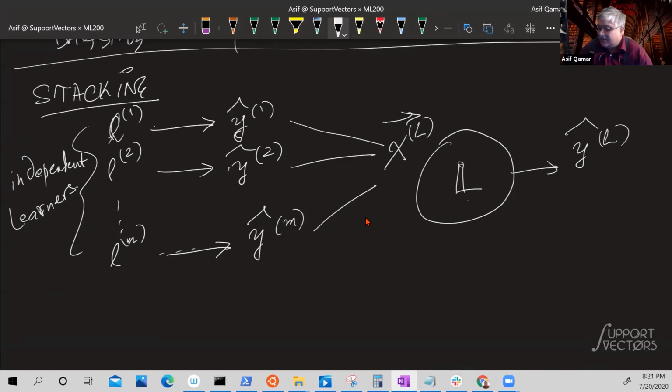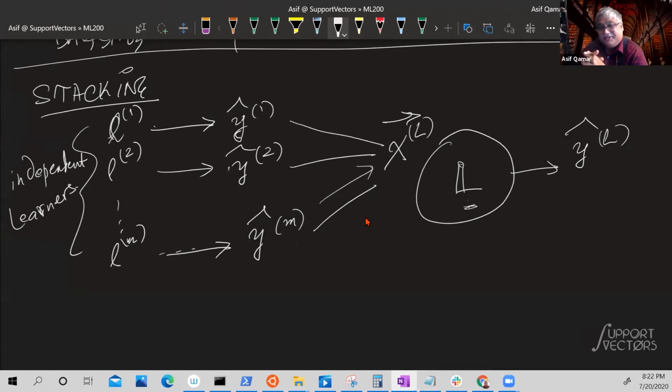Guys, do we understand it? Let each learner make a prediction, Y hat. All of those predictions form collectively the input vector to another learner. What is it learning from? It's not learning from the data, actually. It is learning from the behavior of each of the learners.